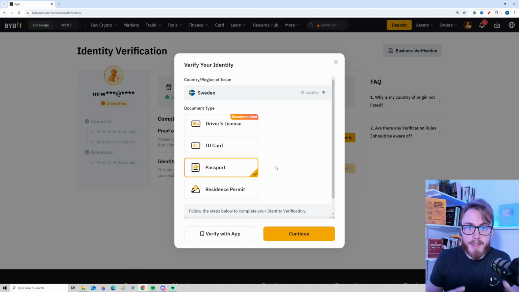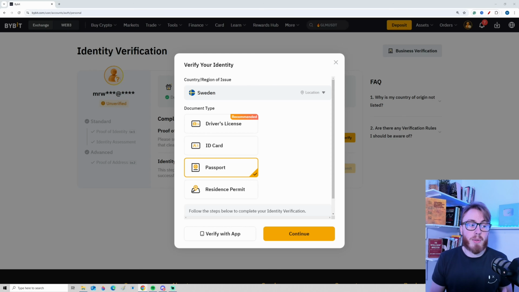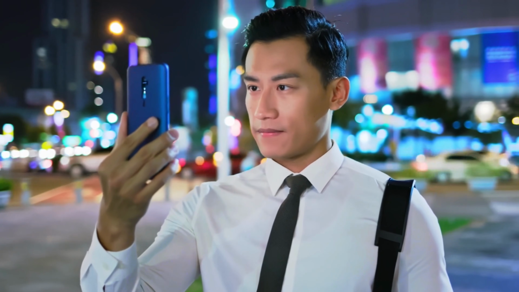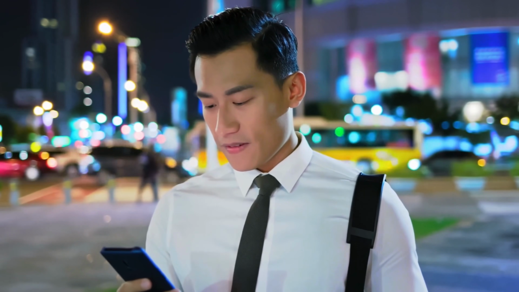And then after this, you will need to prove that you are you. And this is done using a simple facial recognition process. As I already said, I think this one is easier to do on camera, and what you basically do is that you simply film your face. You will get step-by-step instructions, and just like that, your profile has been verified.